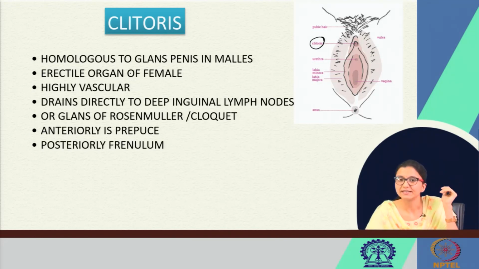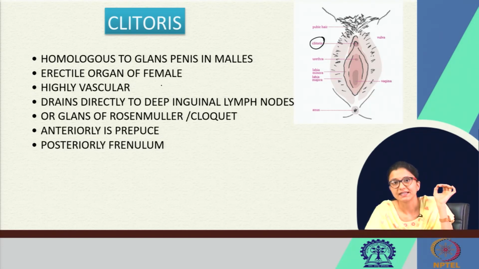Clitoris, as told, is homologous to glans penis in males. It is the erectile organ of the females. It is highly vascular, very sensitive, and the lymphatic drainage of clitoris is directly into the deep inguinal lymph nodes or the glands of Rosenmuller or Cloquet. We will come to this lymphatic drainage in the later slides, but all of the vulva drains into the superficial inguinal lymph nodes, whereas the lymphatics of clitoris directly drain into the deep inguinal lymph nodes.